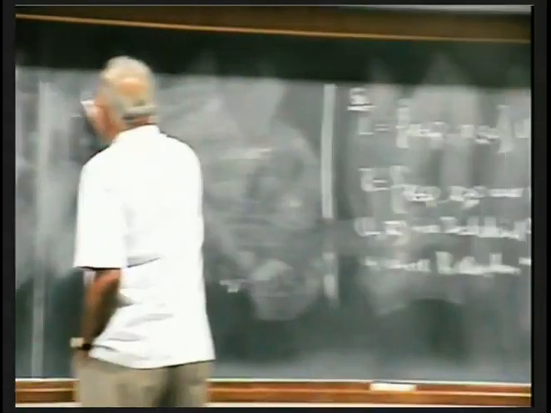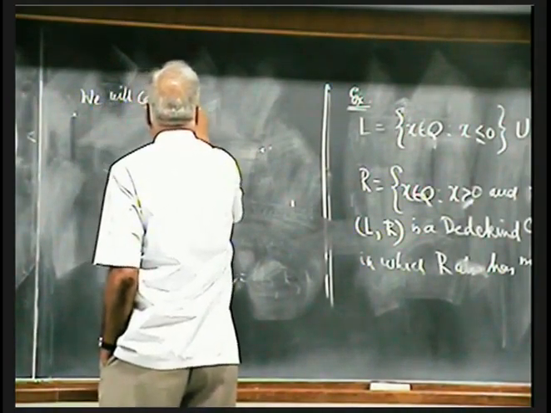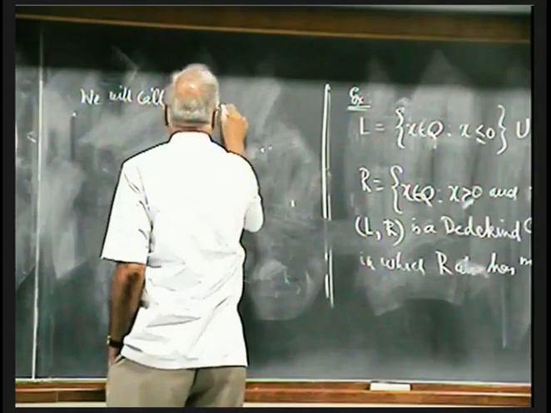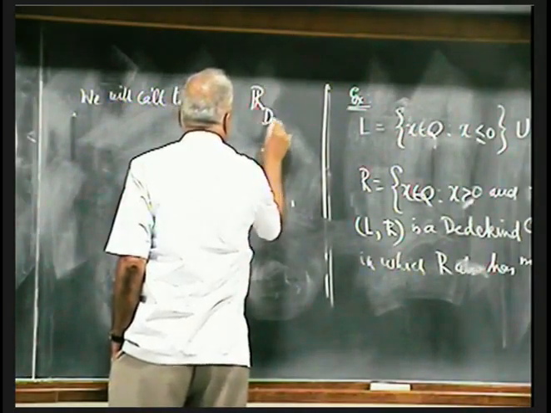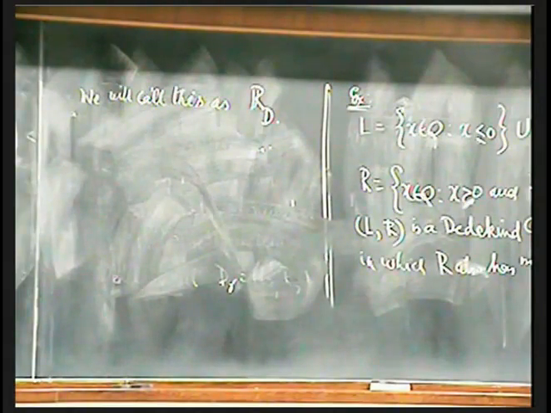We will call this RD. This is the real number system constructed by Dedekind. The other one I should have called RC, the real number system constructed by Cauchy, but I'll just call it R. So now Dedekind has his work cut out.